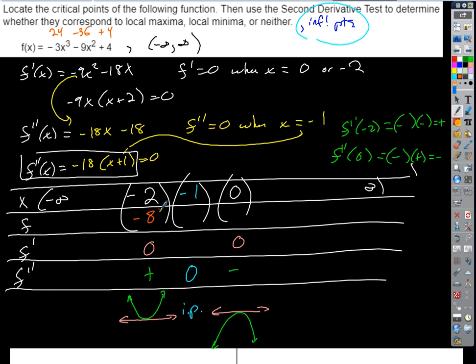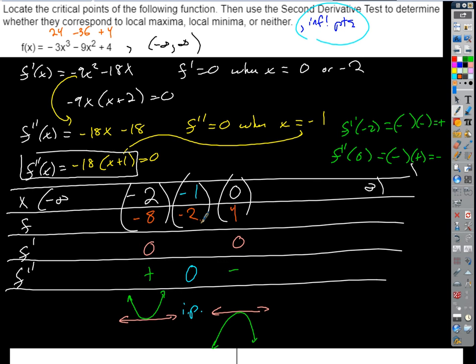What about at 0? 0 is a pretty easy one. When x is 0, f of x is 4. Okay, so there's the exact ordered pair corresponding to the location of the maximum. And at negative 1, that's a pretty easy one too. What are we going to get? So that's going to be 3 minus 9 plus 4. What is that? Negative 2. Is that right? Yeah, it's right in there, negative 2. So there's our inflection point.